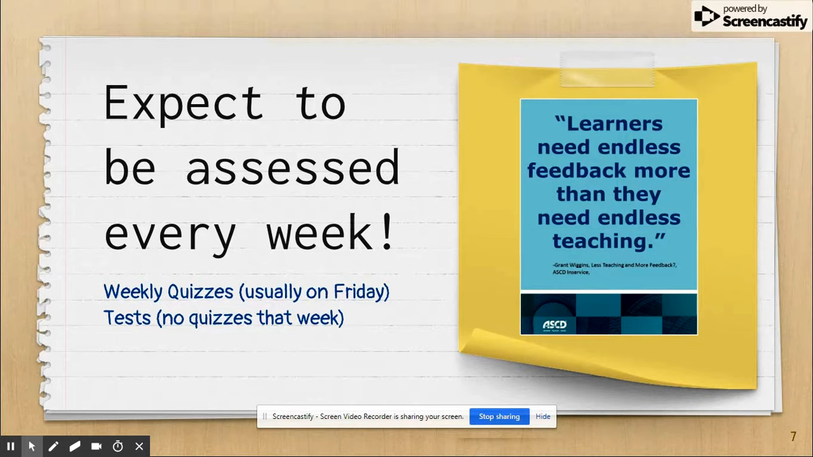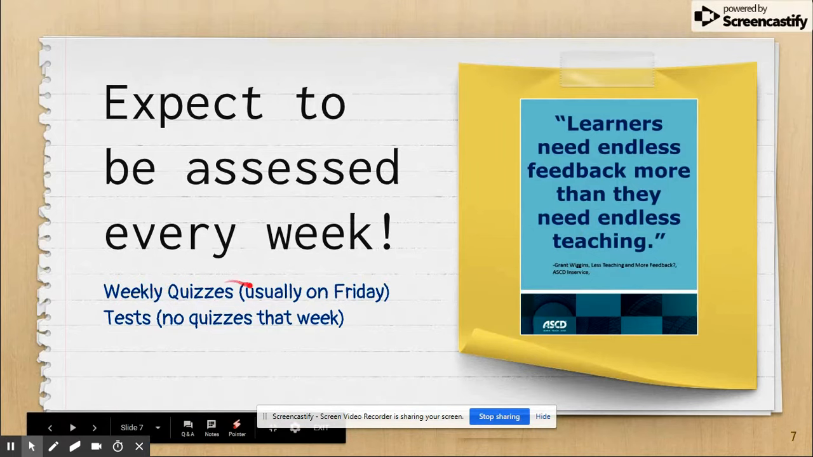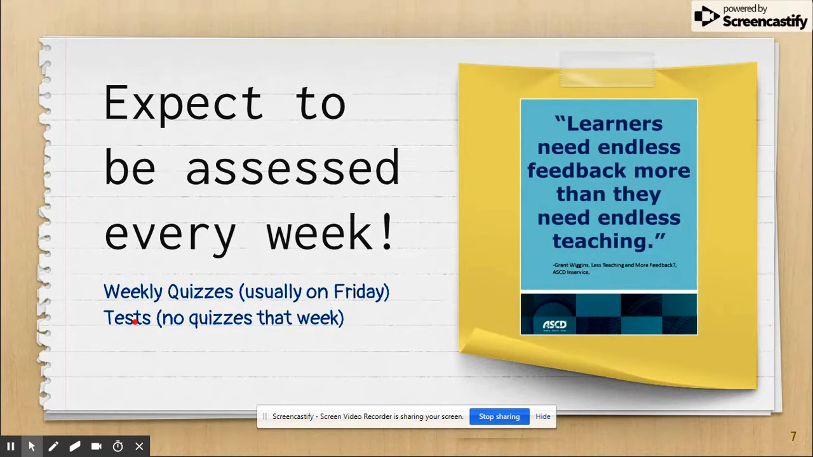on those workshop days. So we're either going to have weekly quizzes, which will usually be on Fridays, or if there is a test, which we all know what tests are, then you're not going to have a quiz that week. I won't assess you twice, but you will be assessed every week in some way, shape, or form.